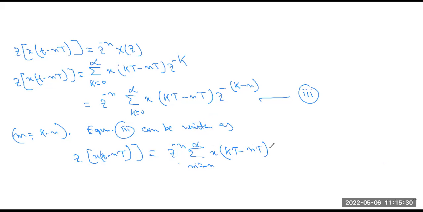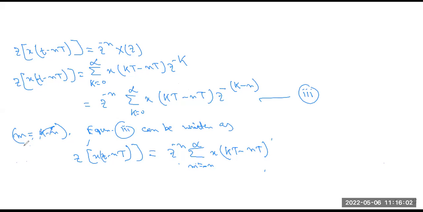Is it clear or not? Here you have to change only the limit, that is the lower limit. In the one-sided Z transform method, the range is 0 to plus infinity, and when it is two-sided, it means minus infinity to plus infinity. So here k is equal to 0. If you apply k is equal to 0, the value becomes m is equal to minus n.